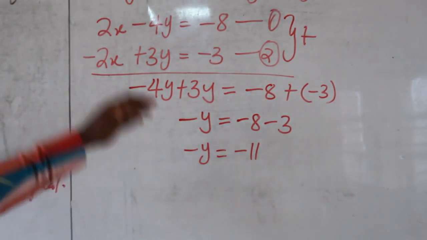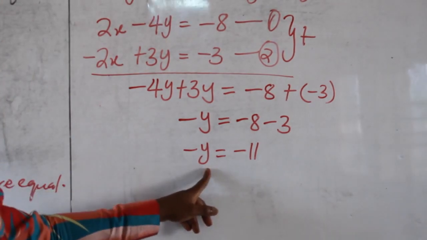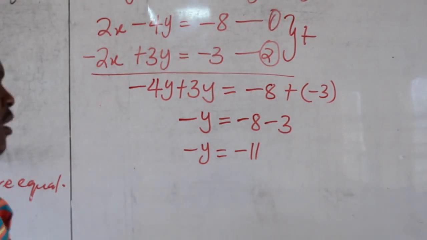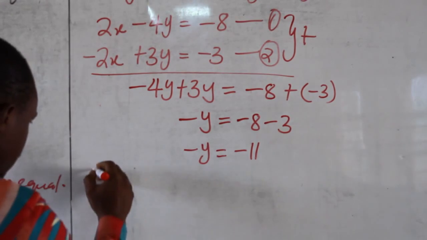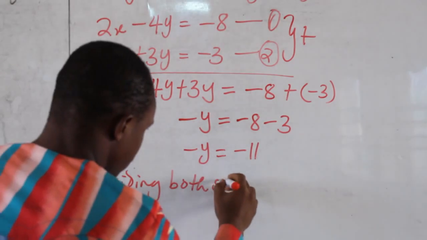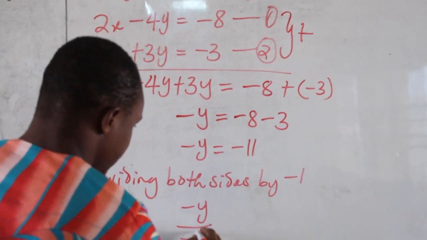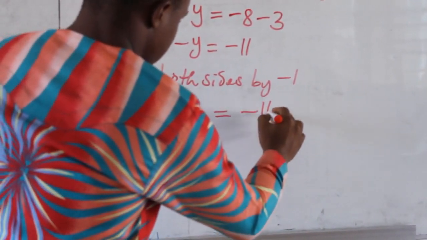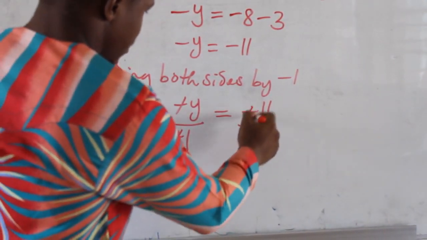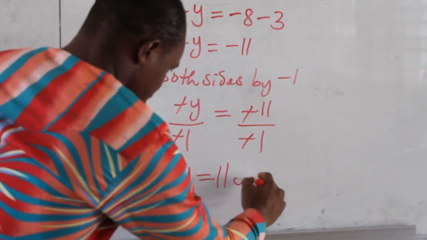Now at this point, we're supposed to find the value of y and not the value of minus y. The coefficient of y here is minus 1. So for us to be able to find the value of y, we have to divide both sides of the equation by the coefficient of y, which is minus 1. So, dividing by minus 1, we have minus y divided by minus 1 is equal to minus 11 divided by minus 1. The minus sign cancels the minus sign here. The minus sign here cancels the minus sign here. And finally, we have the value of y as being equal to 11 centimeters.